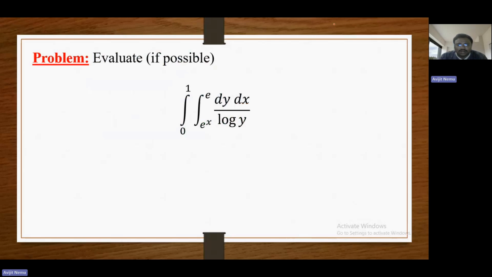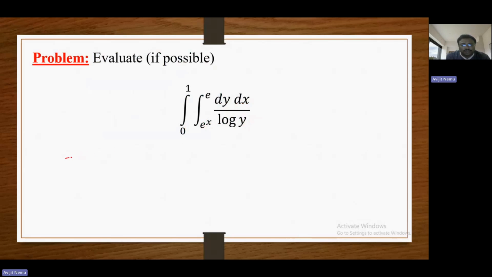It is clear the first integration ranges from 0 to 1 and the second ranges from e to the power x to e. And here the integrand is 1 by log y. So according to the problem, we have to integrate with respect to y, then with respect to x. As the method is not mentioned in the problem, first we'll use the conventional method, which is the straightforward method.